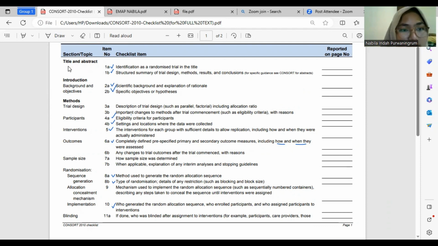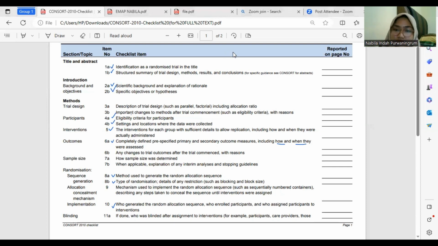The first section is the title and abstract. There are a couple of items, 1A and 1B. The first, 1A, is identification as a randomized trial in the title. What does it mean actually? It means a clear, transparent, and sufficiently detailed title and abstract are important because readers often base their assessment of a trial on such information.